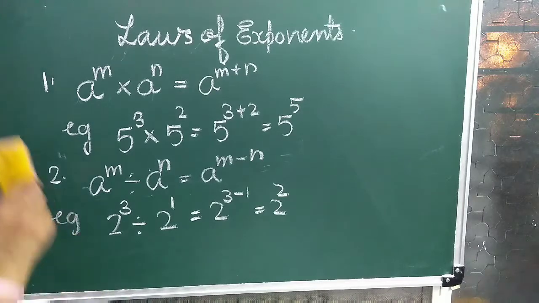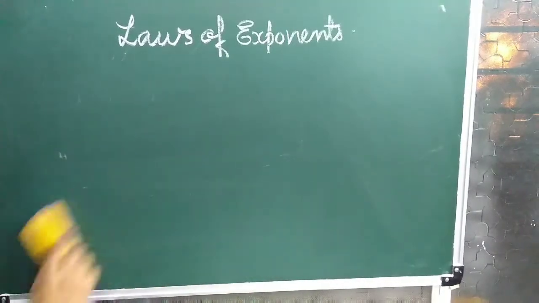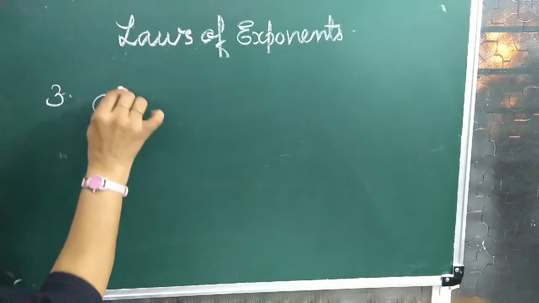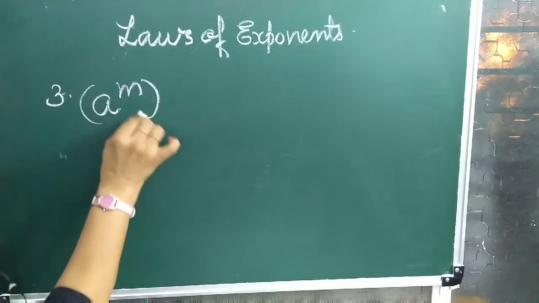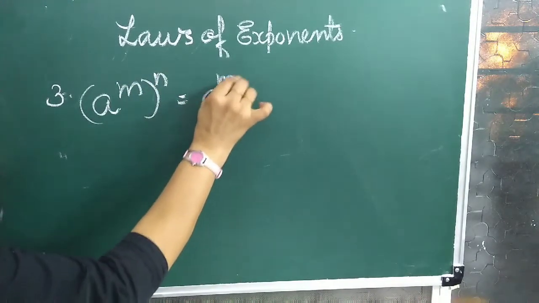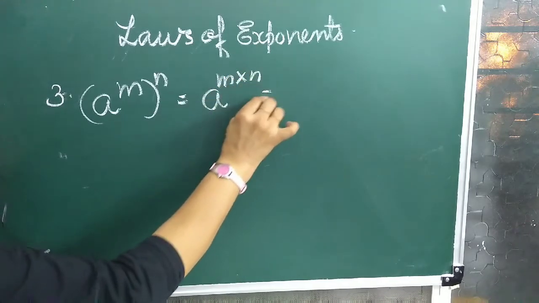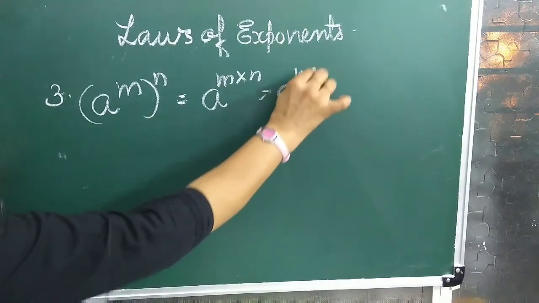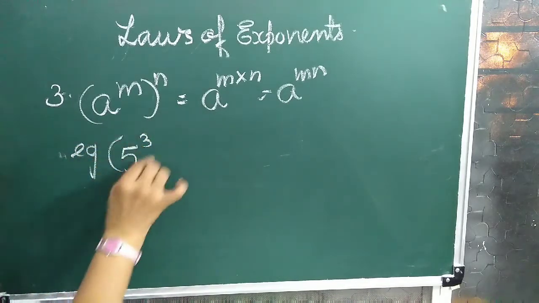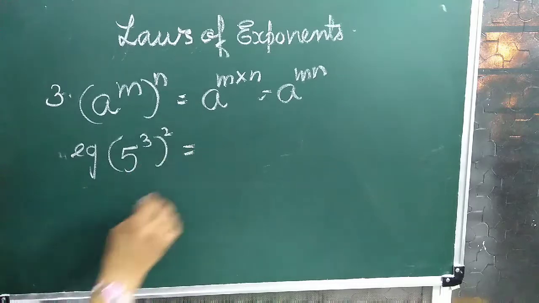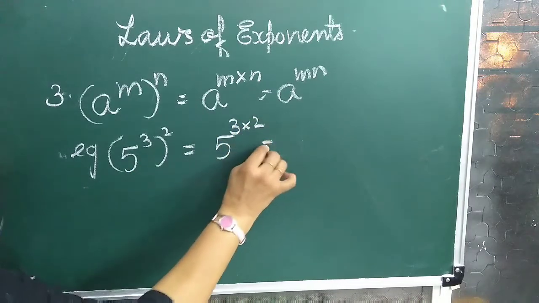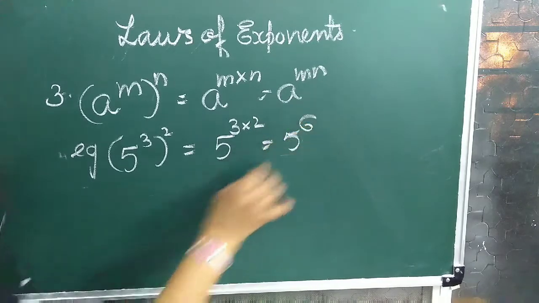Now the third law says a raised to the power m whole to the power n is equal to a to the power m into n, that's equal to a to the power mn. For example, 5 to the power 3 whole to the power 2 is equal to 5 to the power 3 into 2, that's equal to 5 to the power 6.